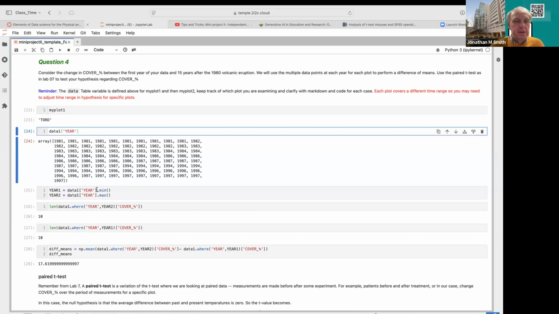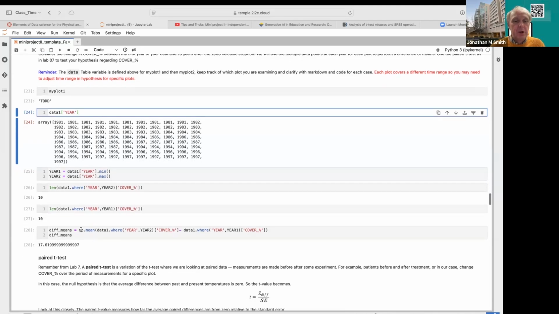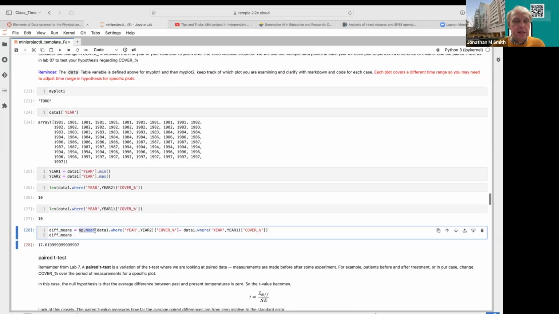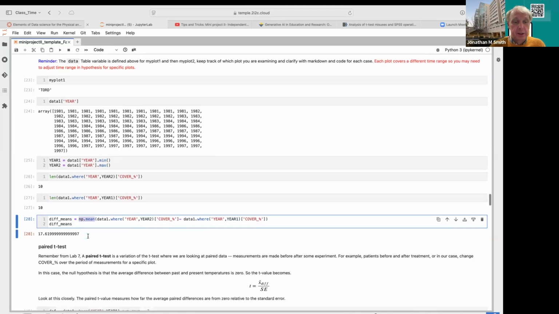Now here min and max is put here to be convenient. However, if you find that these conditions do not match, then you can look in your data to find years that match up better. Then here we can take the diff of the means. The key thing is we need to take the mean of the difference, not the difference between the means, okay? Because this is where we're working with the paired situation.